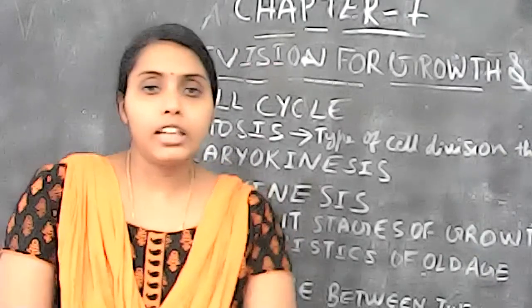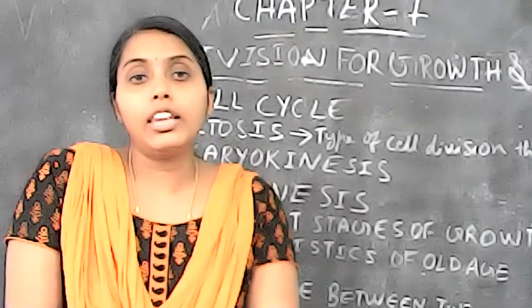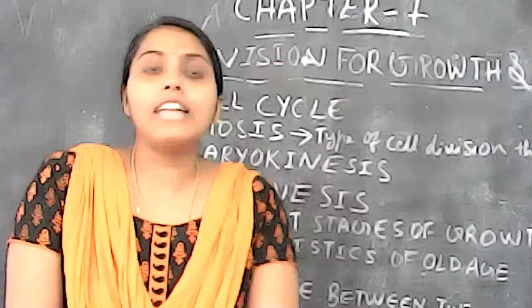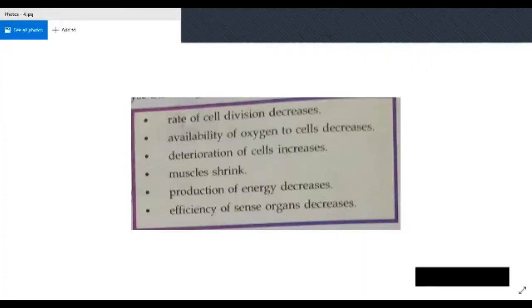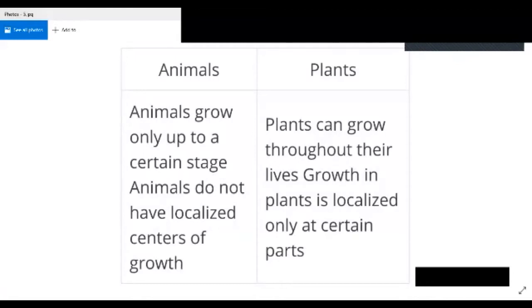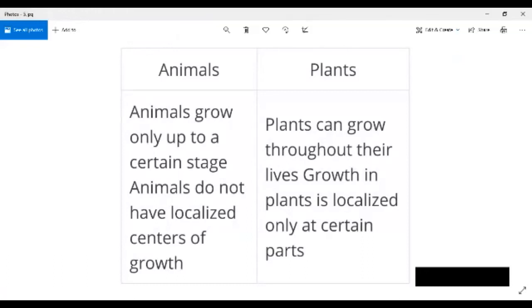Okay. Then next about the difference between the growth in plants and animals. You can see the difference between plants and animals growth. In the case of animals, animals grow only up to a certain stage. But in the case of plants, plants can grow throughout their life. What's the reason why plants can grow throughout their life? We have studied in our 8th standard, and that is because of the presence of meristematic tissues.